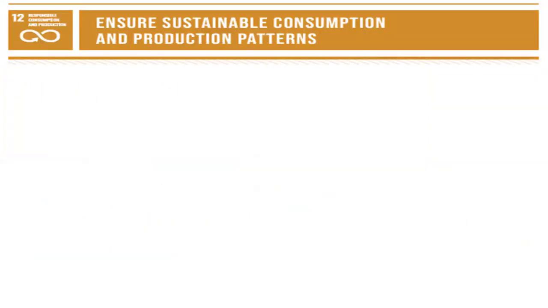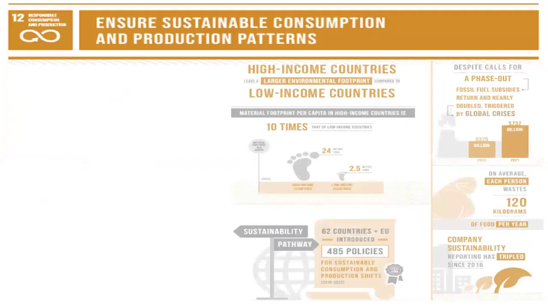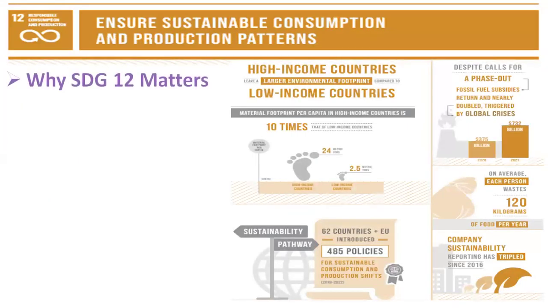Then SDG 12 is on responsible consumption and production, with a goal to ensure sustainable consumption and production patterns. Why is SDG 12 important? Sustainable consumption and production practices help protect the environment by reducing pollution and resource depletion. A circular economy can drive economic growth by creating new business opportunities. Sustainable consumption can reduce inequality by ensuring fair access to resources and promoting social justice.